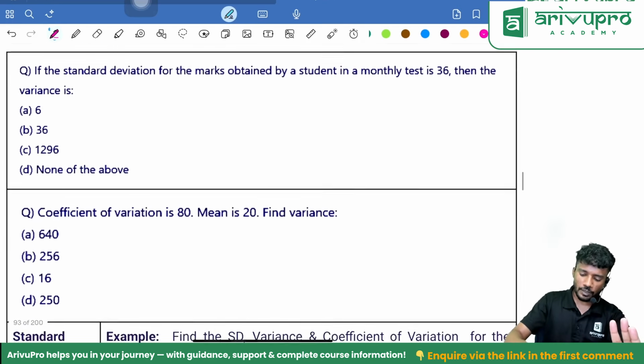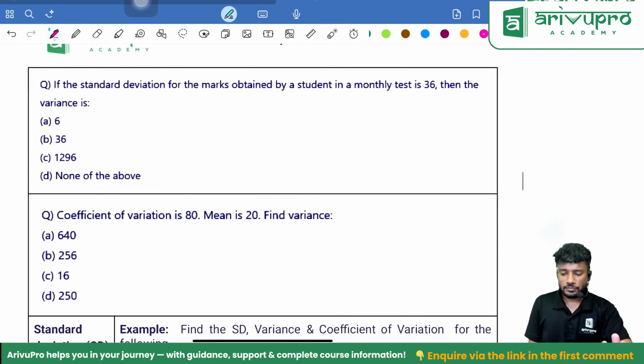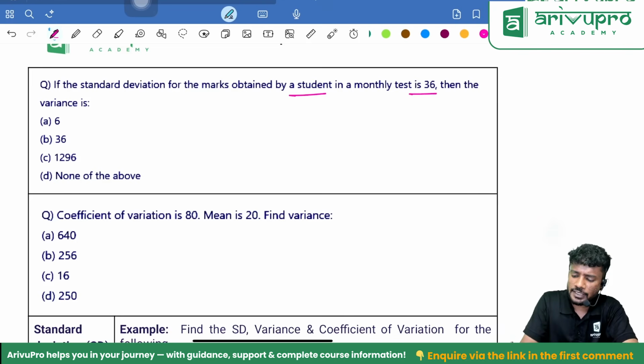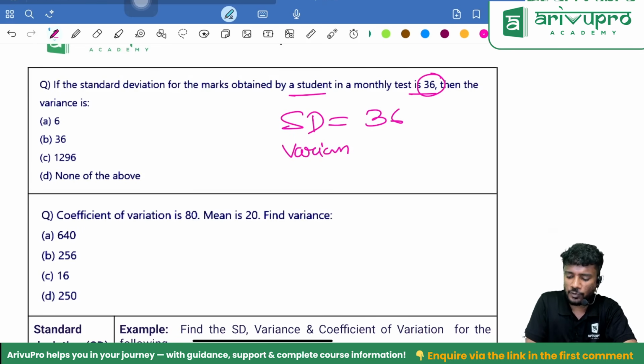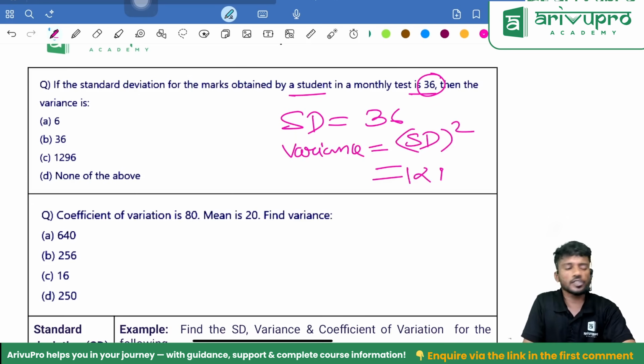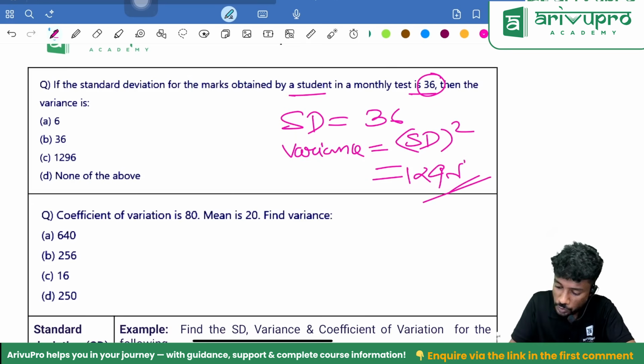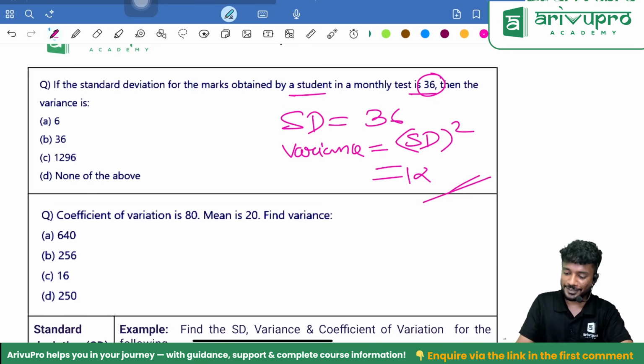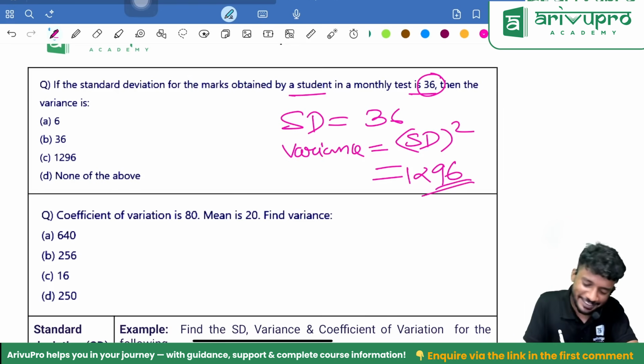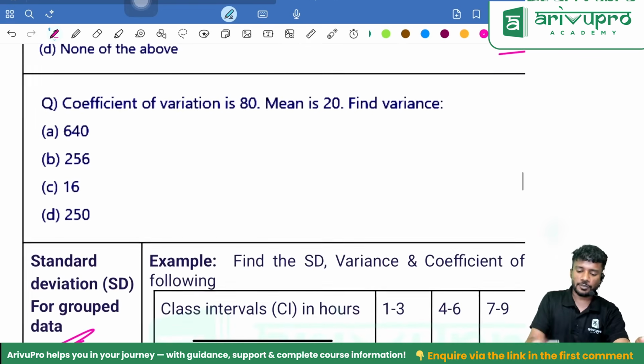Now, the standard deviation of marks obtained by a student in a test is 36. So standard deviation is equal to 36. Then what is the variance? The variance is the standard deviation square. How much is it? 1296. Option C. The final question before the break.